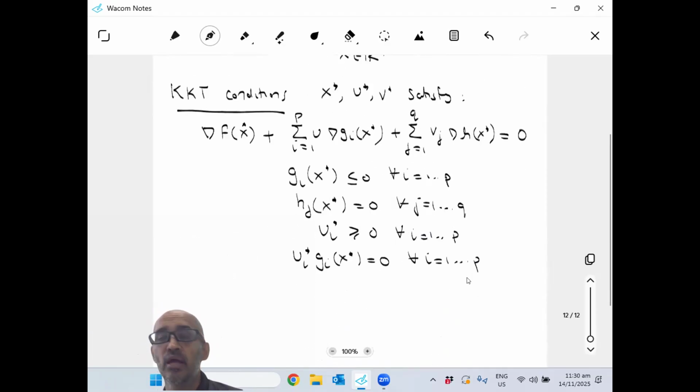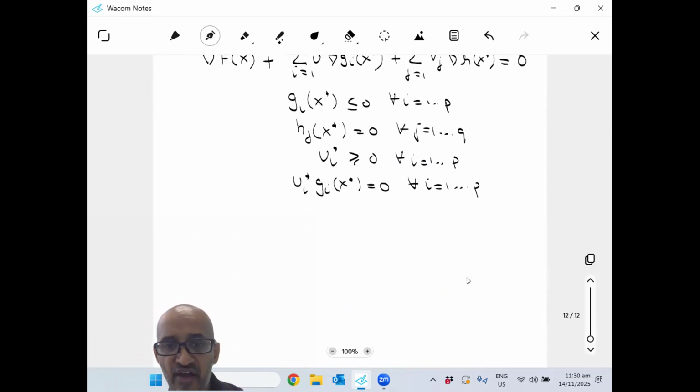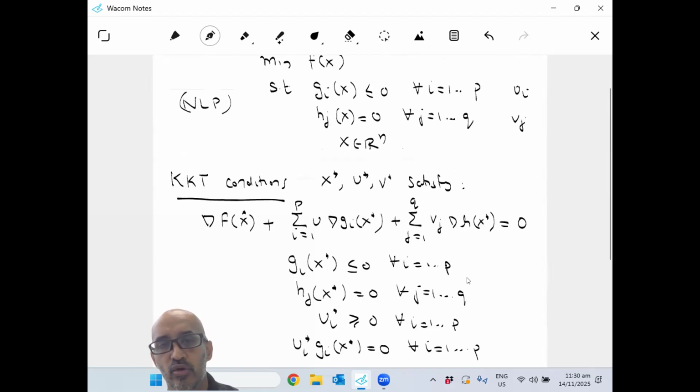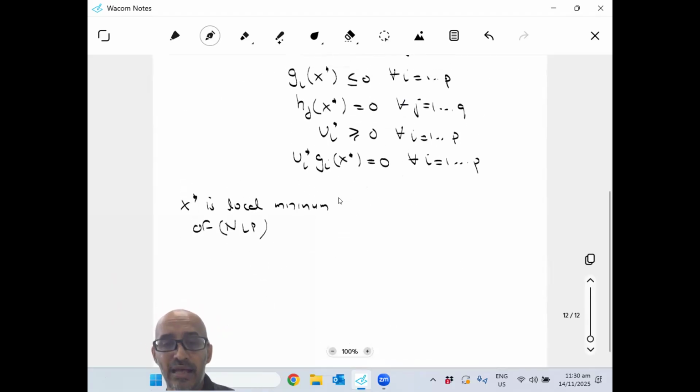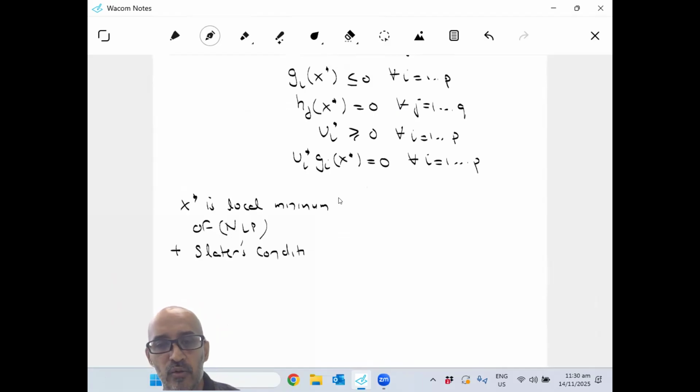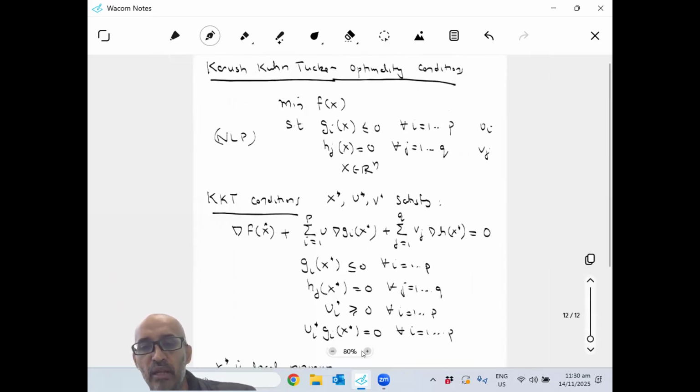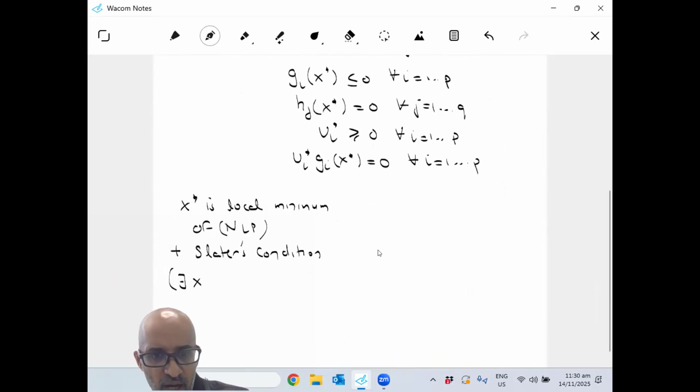Why are they important? First, if x star is a local minimum of the nonlinear program, the NLP, so a point which is optimal in a local domain, and the problem satisfies something called Slater's condition. I'll explain what Slater's condition is. It is some regularity condition. For example, there is some point which is strictly feasible in this domain. There exists some x bar such that g_i of x bar is strictly negative and h_j of x bar is zero.